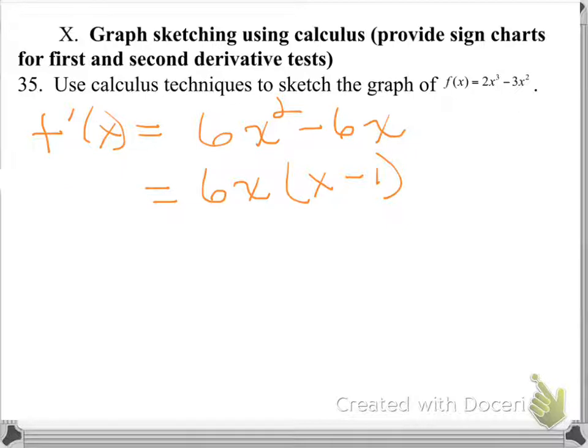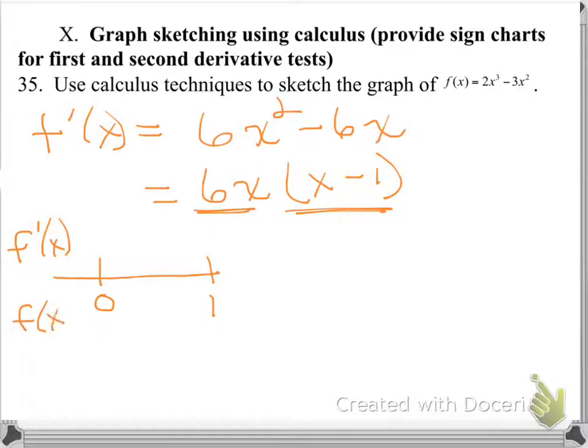So I have two critical values. I get them from each factor. My first critical value is 0, and my second one is 1. So get your sign chart. I have a 0, I have a 1. This will be my first derivative up here. This will be my function direction. And then I'm going to go ahead and do a second derivative down here.